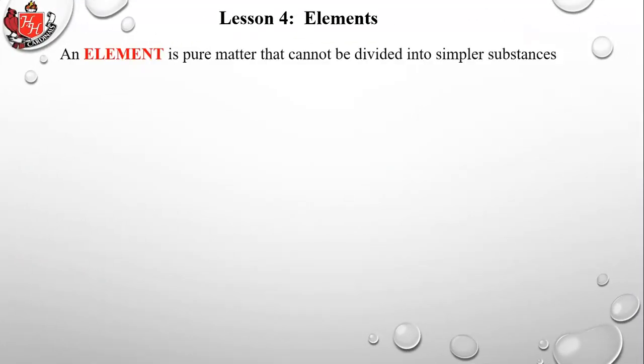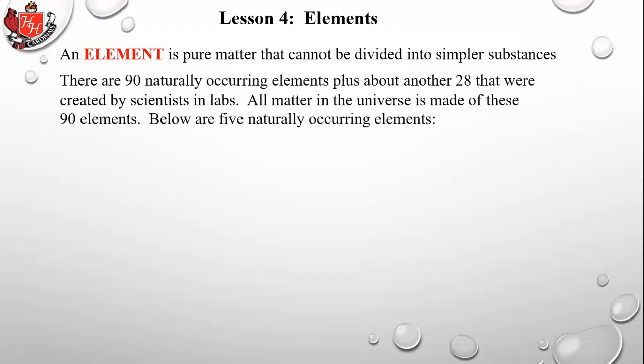An element is pure matter that cannot be divided into simpler substances. There are 90 naturally occurring elements plus another approximately 28 that were created by scientists in labs. All matter in the universe is made of these 90 elements.